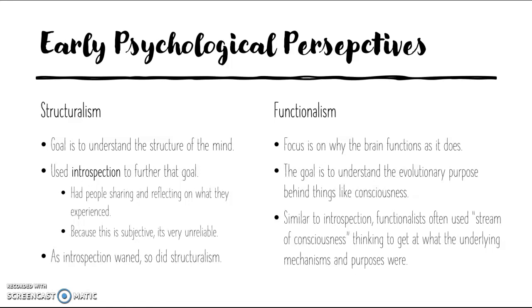Structuralism faded as a psychological approach as people began to realize its limitations as a scientific approach. Functionalism, on the other hand, takes its roots in Darwin's theory of evolution. The goal is to figure out the evolutionary adaptive reasons for various functions of the brain. The basics of evolutionary theory, for our purposes at least, is how functions of the brain help us to survive and reproduce over the long term and thus to pass on our genetic material.